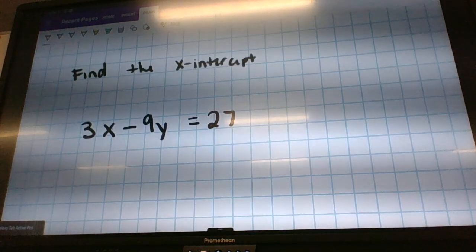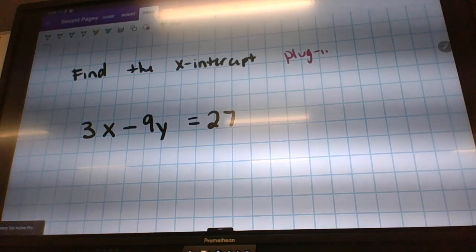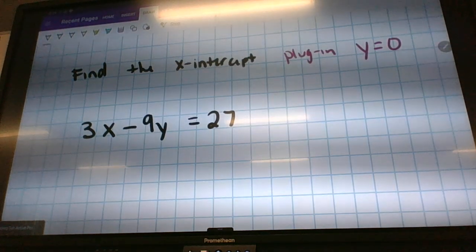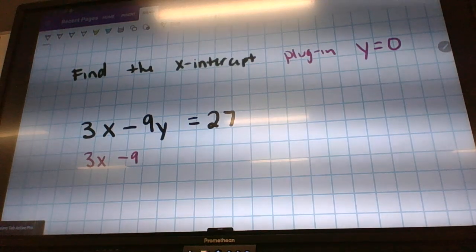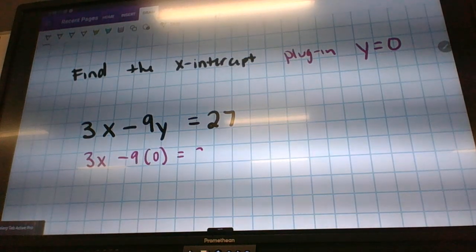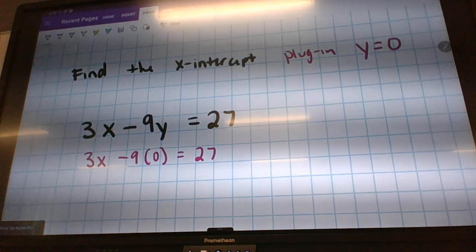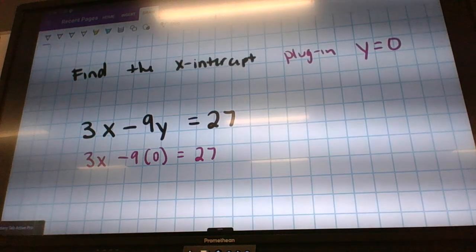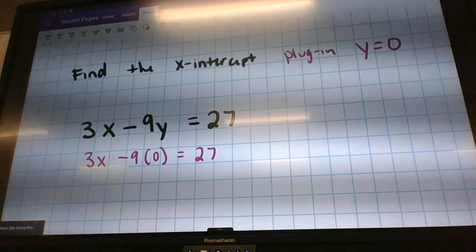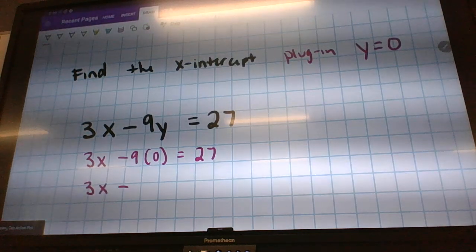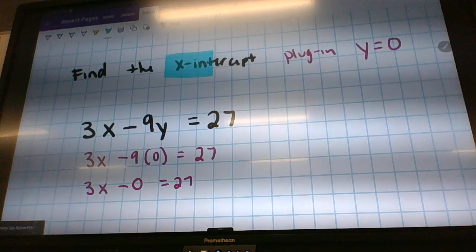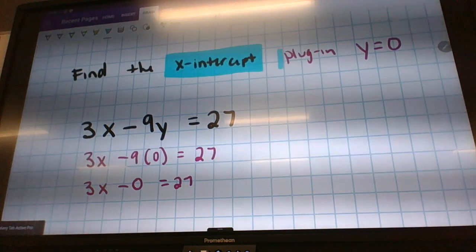For x-intercepts, you're going to plug in y equals 0. So it is 3x minus 9 equals 0, and solve that, and that's going to lead me to my x-intercept. If you're asked to find an x-intercept, you plug in 0 for the y.